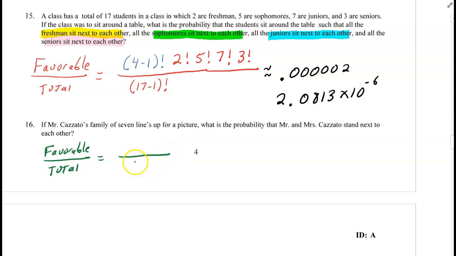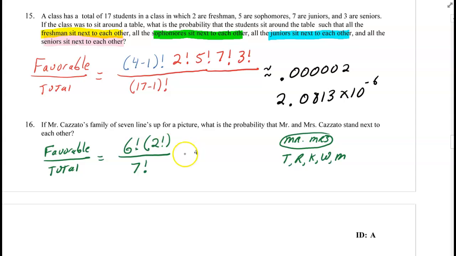There are 7 people, so for lining up, that would be 7 factorial. And then if you treat Mr. Cazzato and Mrs. Cazzato as a group, and then you have Taylor, Rick, Carly, Wills, and Max, then there are 6 objects lining up, if you count us as a group, so that would be 6 factorial. And then Mrs. Cazzato and I can switch, so you would multiply by 2 factorial, so the final answer here would be equal to 2/7.